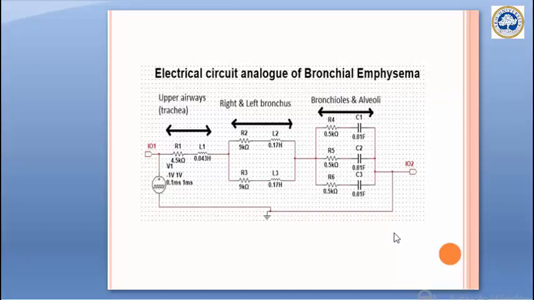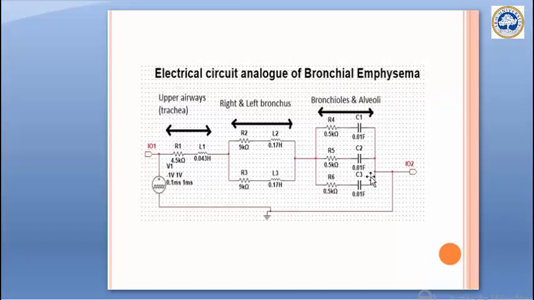Moving on to the circuit analogy, we have used conventional analogies to represent and remodel the electrical equivalent circuit of bronchial emphysema, wherein a resistor is used to represent the airway resistance, inductor to represent airway inertance, capacitor to represent compliance of the lung. Seen on the screen is a remodeled circuit of bronchial emphysema. The circuit has three parts: the upper airways, the right and the left bronchus, the bronchioles, and the alveoli.